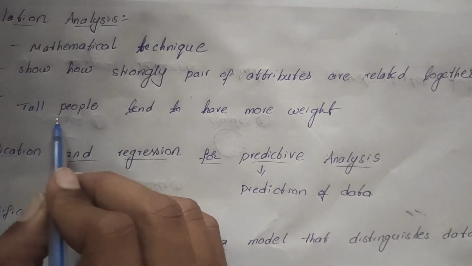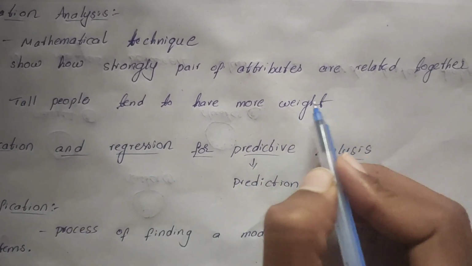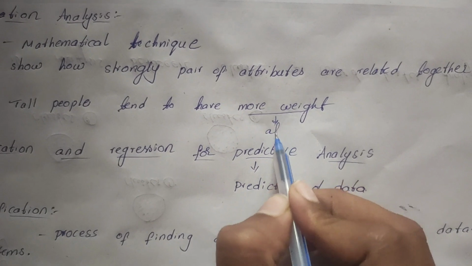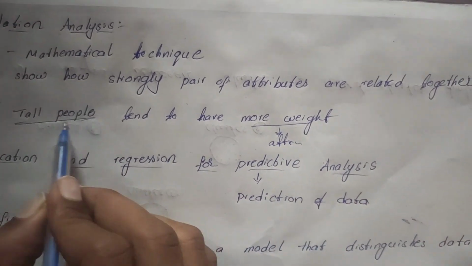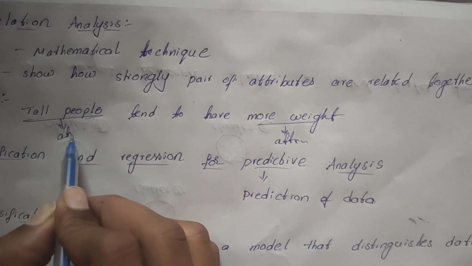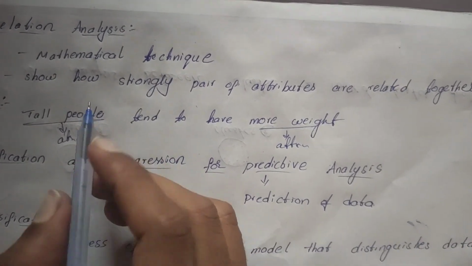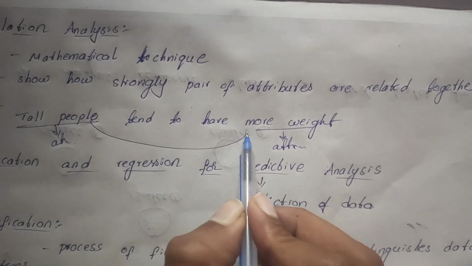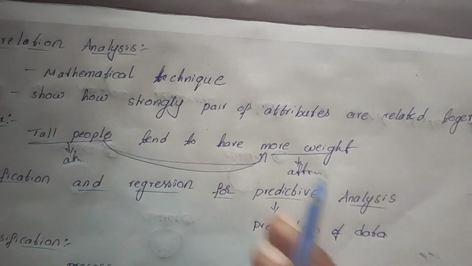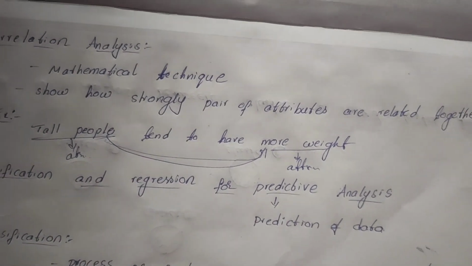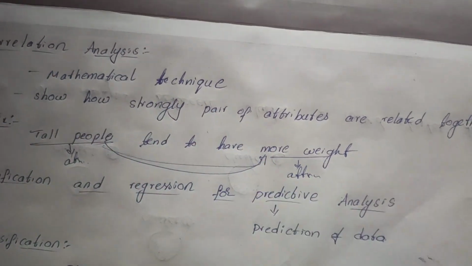For example, consider tall trees tend to have more weight. This is one attribute, and tall people is another attribute. It shows how strongly these pairs of attributes are related together. This is correlation analysis.